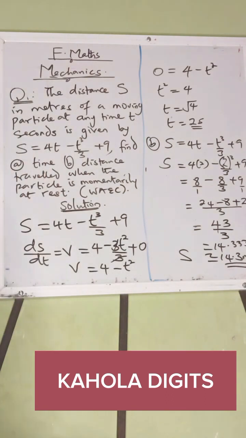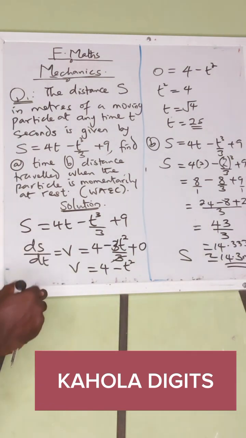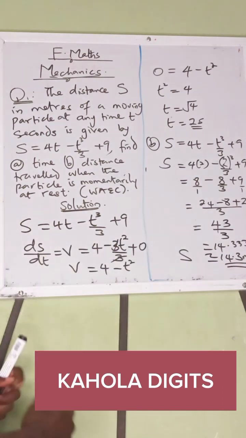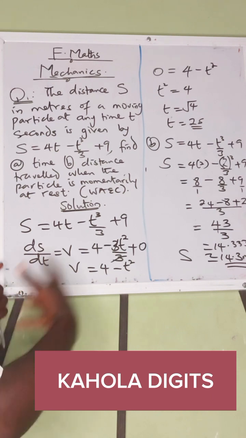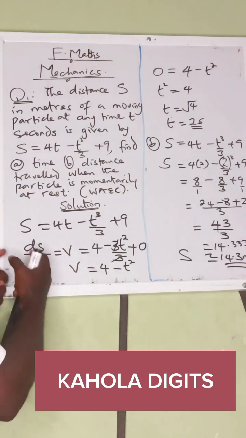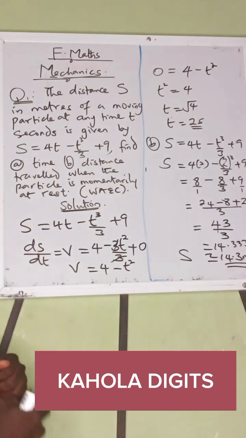So the distance traveled when the particle is momentarily at rest is 14.3 meters. Now take note, anytime you are given distance and you want to determine the velocity, you have to differentiate the distance. The differentiation of our distance always gives us velocity.